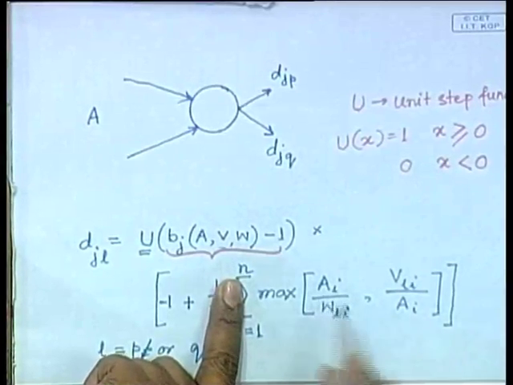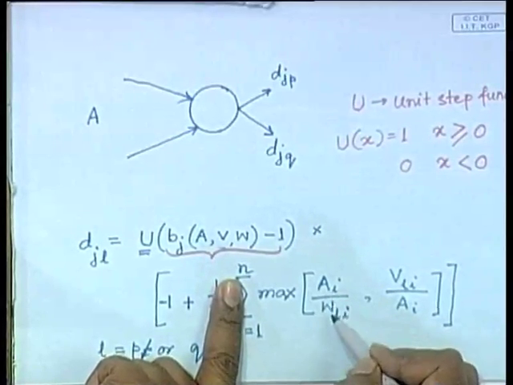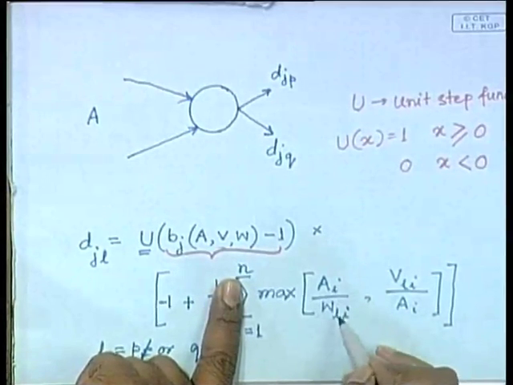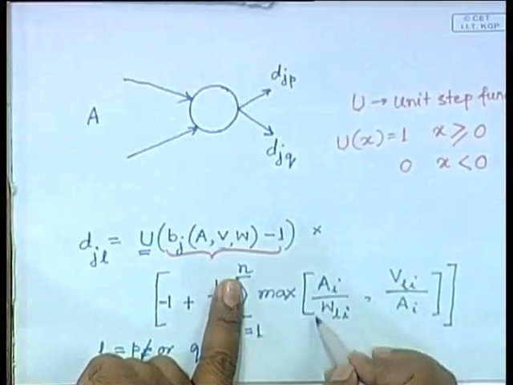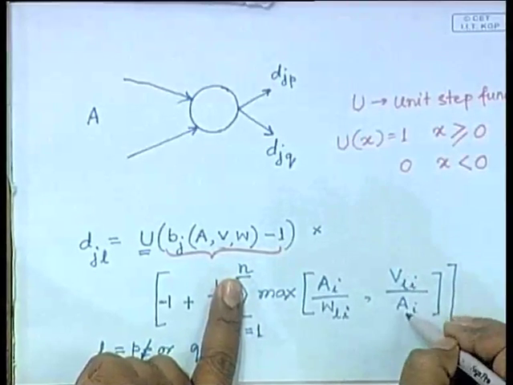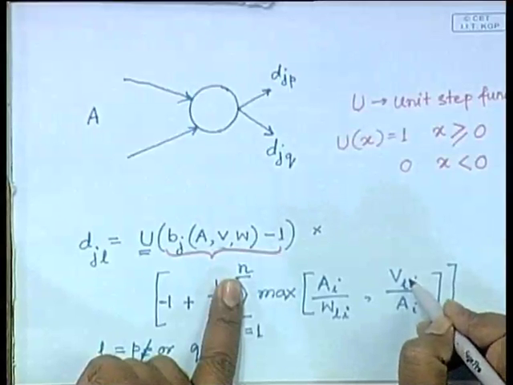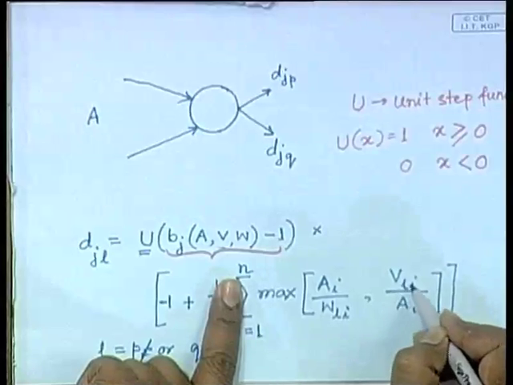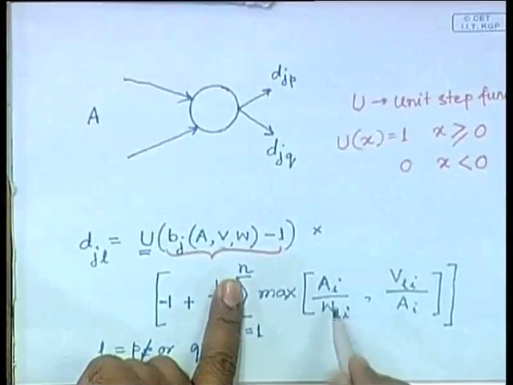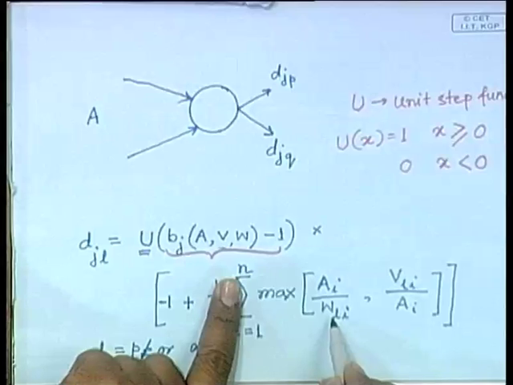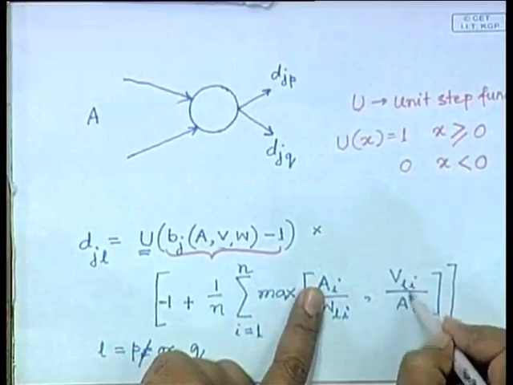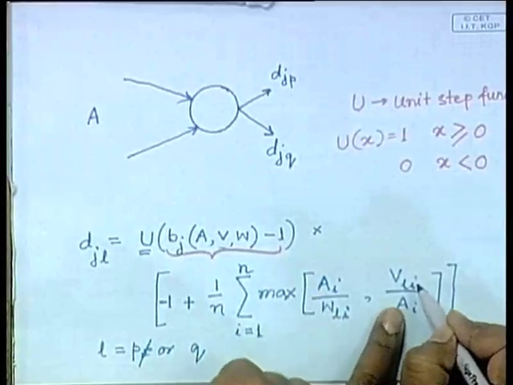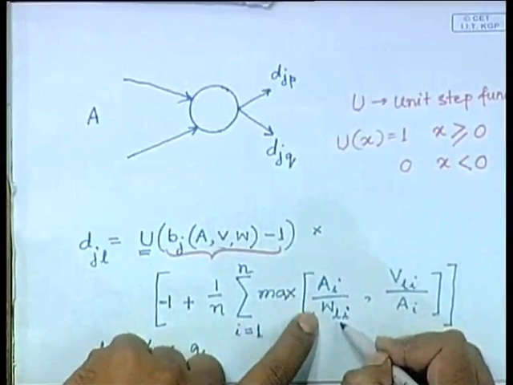Okay. Here you find that if A and W L are the same, that means this unknown feature vector coincides with the max point, then this is equal to 1. Or if V L and A are also the same, that is the unknown feature vector coinciding with the min point, then also this is 1. Okay. If the unknown feature vector coincides with the max point, then obviously V L upon A will be less than 1. If it coincides with the min point, then obviously A upon W L will be less than 1.